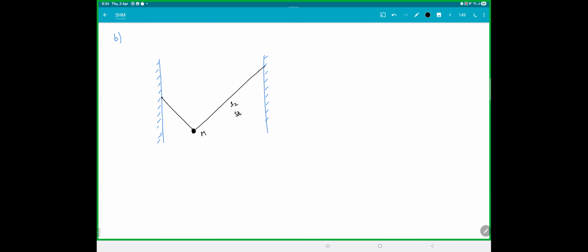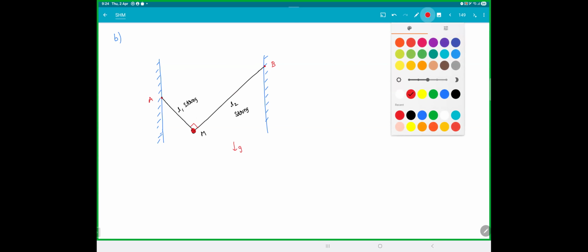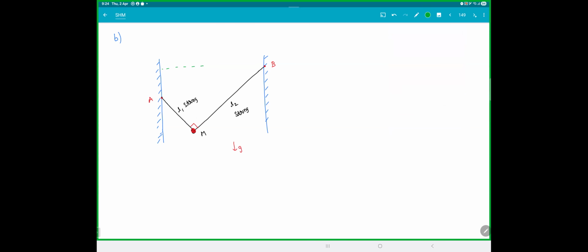So basically you're connecting a particle to two strings, but this is 90 degrees. Gravity is there. The distance between them, this is A. And the difference in height here, this is B. Find the time period for small oscillations.